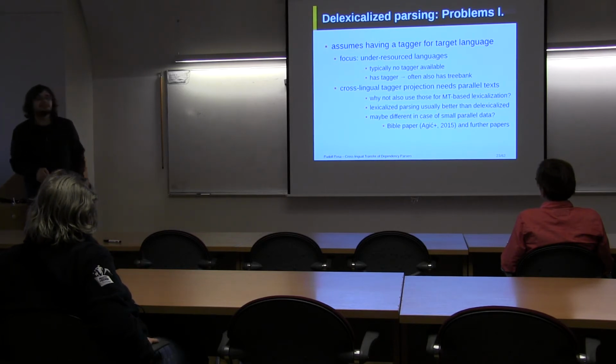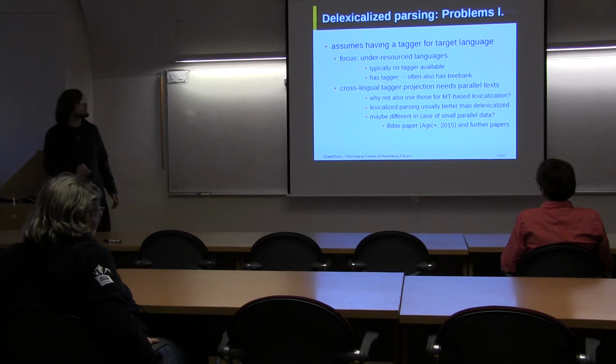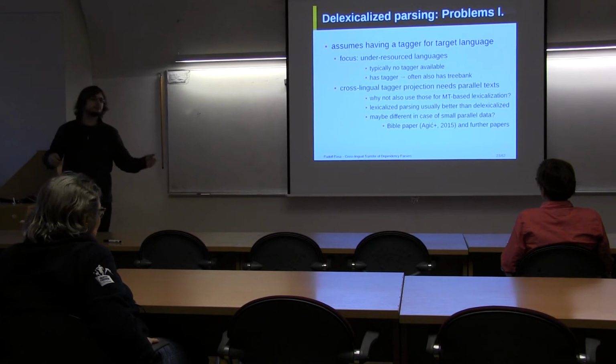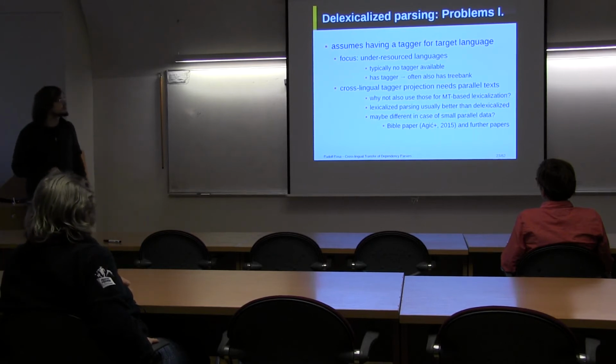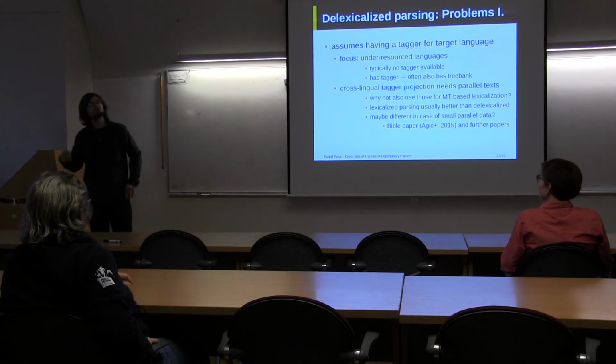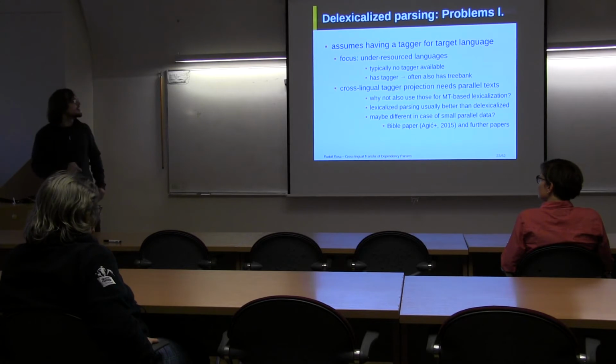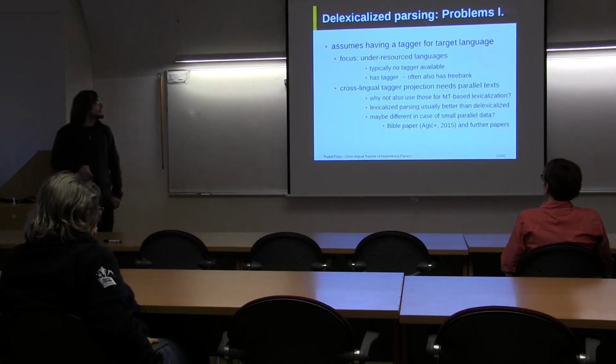And on the other hand, if there is a tagger for a language, there is a high chance there is also a treebank, so you can just train the parser normally and you don't have to use these cross-lingual methods. But there are languages which do have a tagger and do not have a treebank, but that's a small group. So really the focus of these methods is very small, narrow.